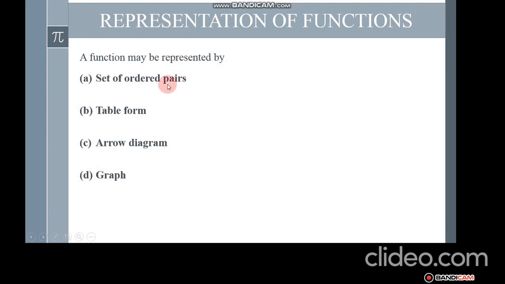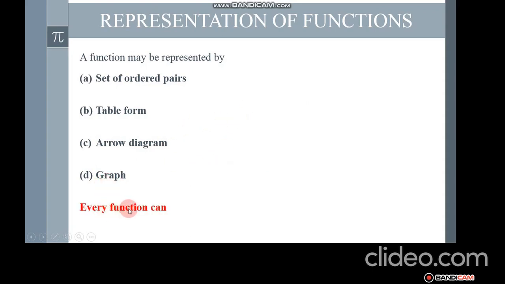Set of ordered pairs means we can write it in ordered pairs, that is x comma y. And table form: as you already know, for drawing any graph you have to draw a table of x and y. And using the arrow diagram you can represent the functions, and graph form.